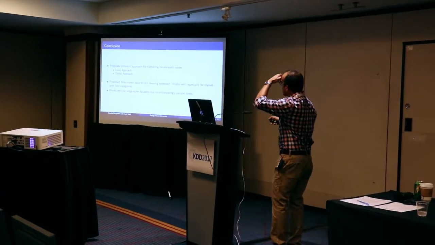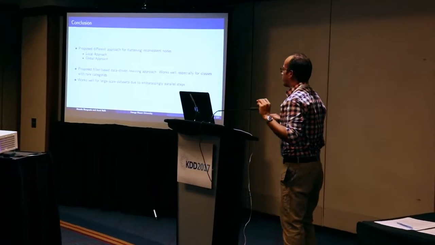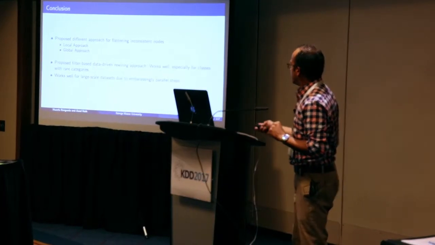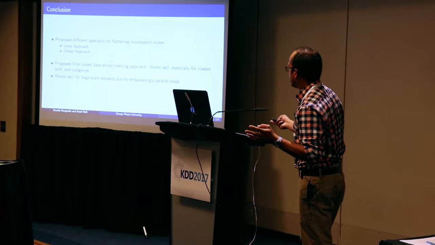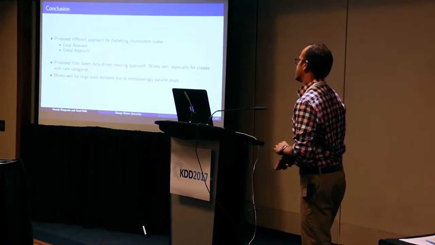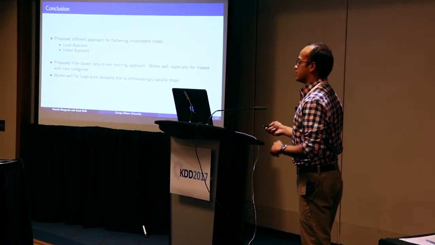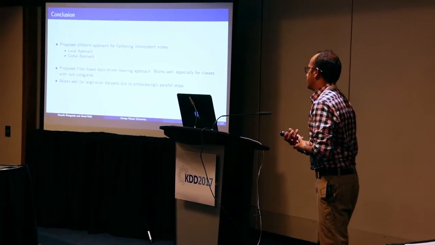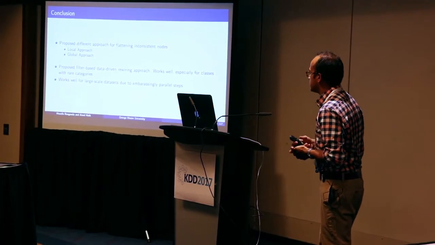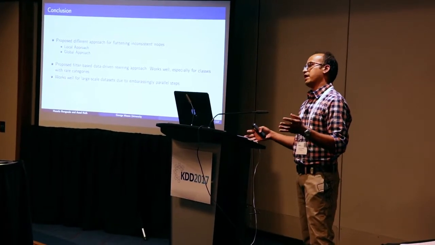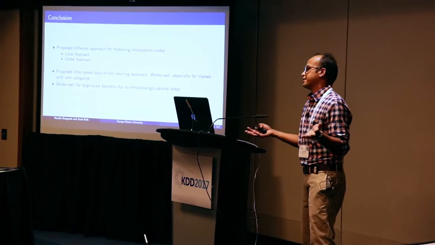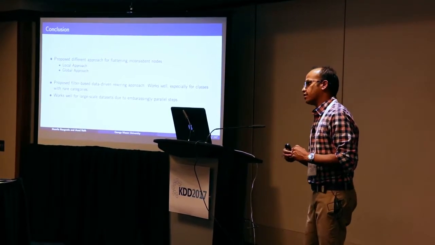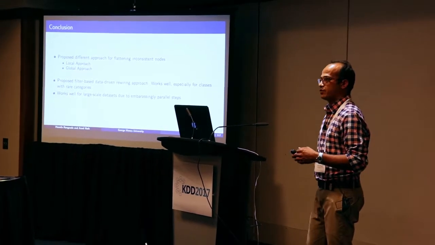So in our proposal, we have different approaches for flattening: level-wise, local, global, and then we have this data-driven rewiring approach, and it works really well for classes with rare categories. You asked how much time it takes for computation. It works well for large-scale data sets due to these embarrassingly parallel steps. Computing pairwise similarities is, again, embarrassingly parallel, so it's easy to do this computation if you have a large number of nodes.